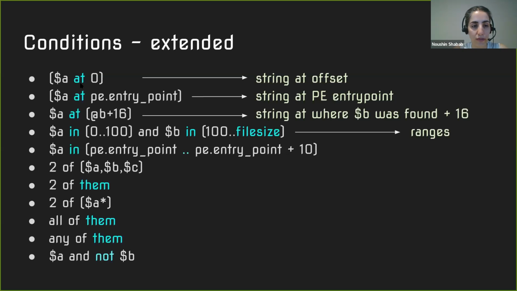The first one, we have tried this before. This means that the string A needs to be at offset 0. Second one, string A at pe.entry_point. So this is basically information that is extracted by the PE module of YARA. You need to first include that module into your YARA rule with the keyword import, which we'll see later. And then this field here, entry point, shows the address of the entry point of the PE file, which is the first line of code instruction in the compiled file.